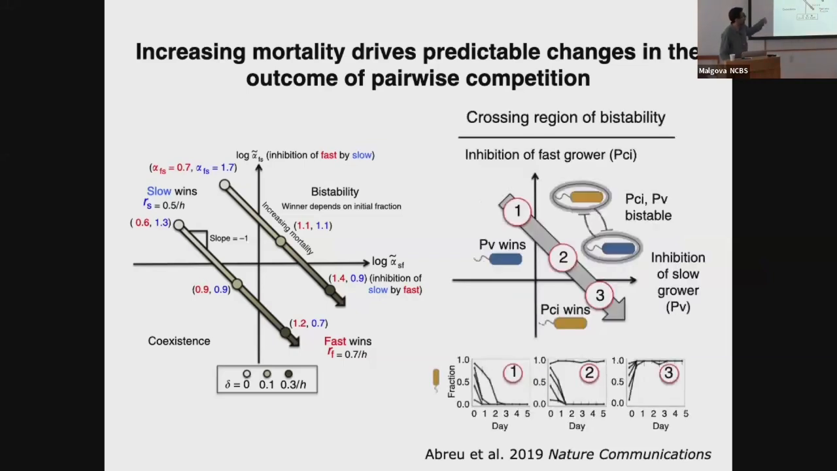This is a case in which the pair of species was crossing through a different region. So in this case, the community becomes bistable. So either one wins if it starts at a high abundance, or it loses the competition if it starts at a low abundance. And then if they keep increasing the death rate, then they will have them go into the region where the first species wins.